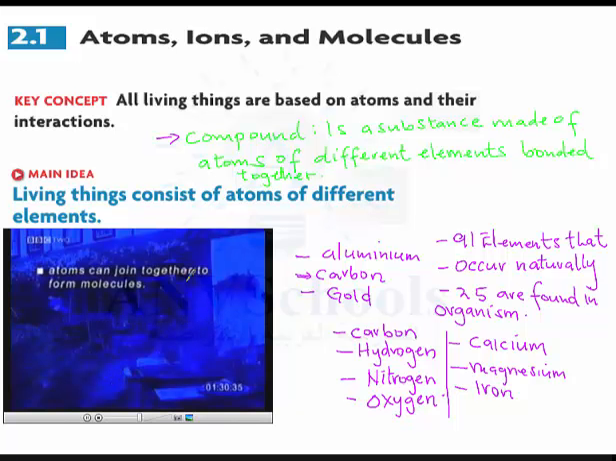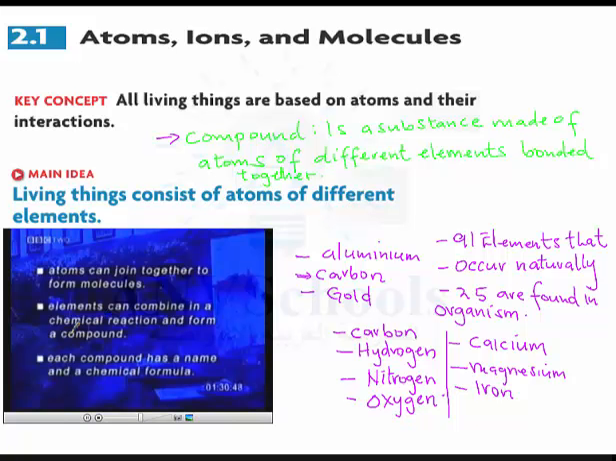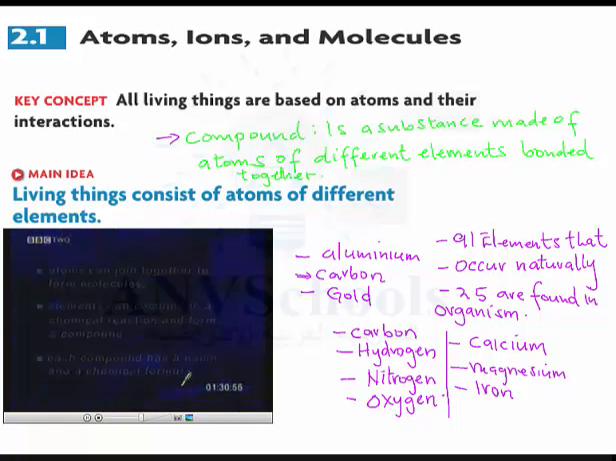Atoms can join together to form molecules. Elements can combine in chemical reactions and form compounds. Each compound has a name and a chemical formula.